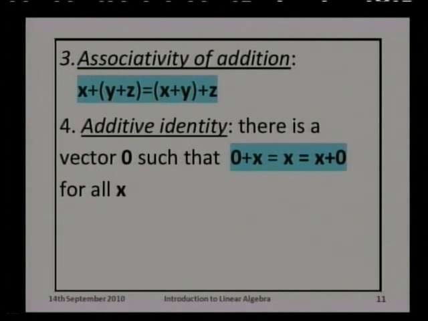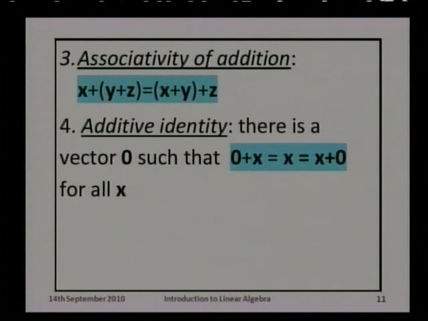So, these 2 quantities will be the same, then we say that the set V is such that associativity is satisfied. It is for all x, y, z. Then the fourth condition, additive identity.